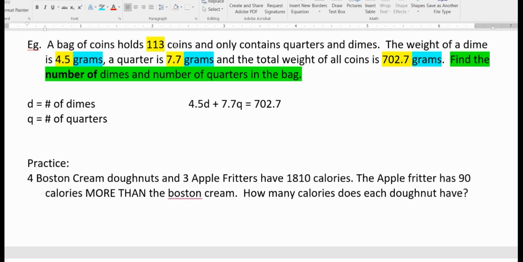Now, 113 coins, it's the only number left. But if you think about it, invisible ones. So I've got 1D. It's not one dime, it's just the number of dimes plus the number of quarters equals 113. That's the tricky one. If you're missing 2 numbers, they're the invisible ones, and you have to think about it. Add them up to get 113.